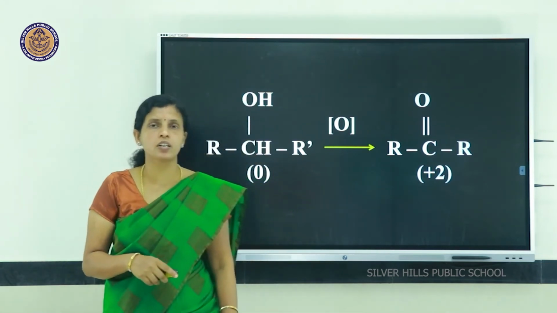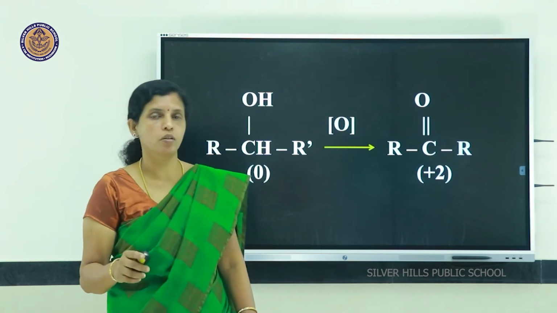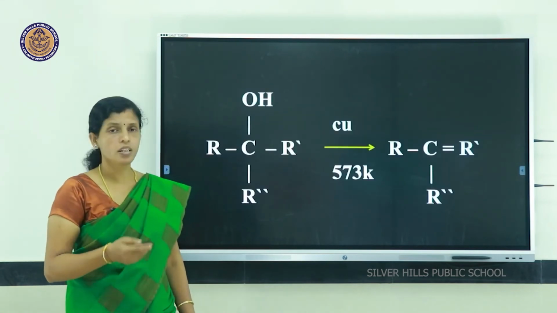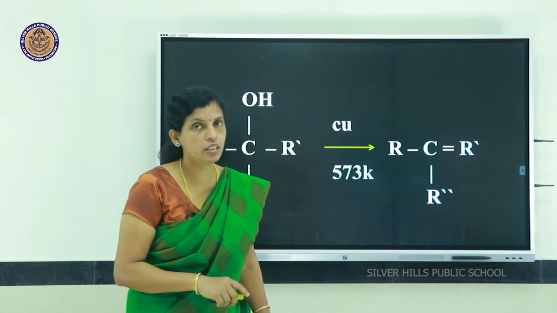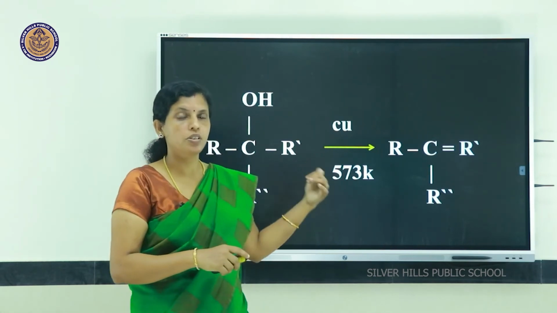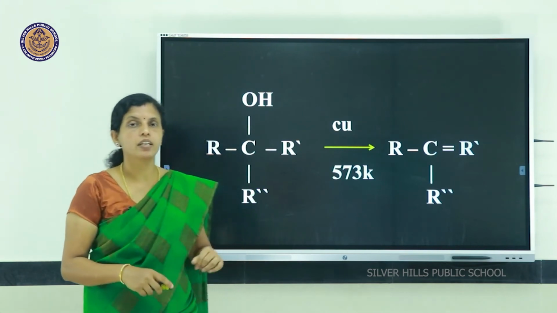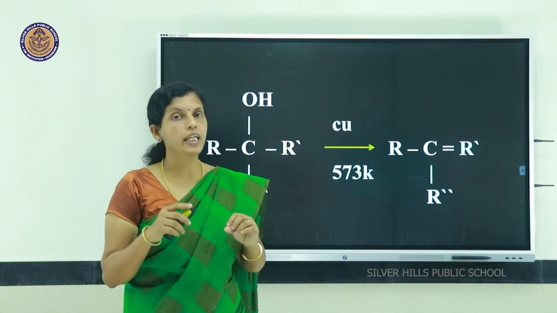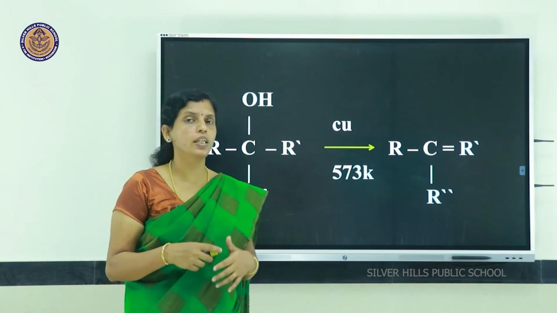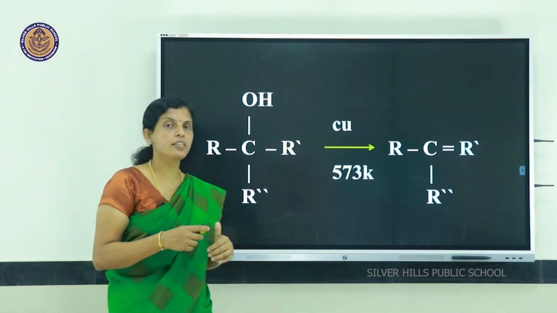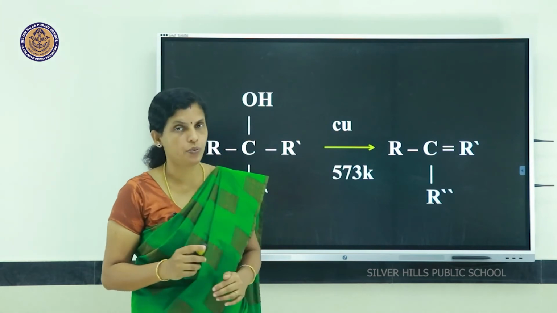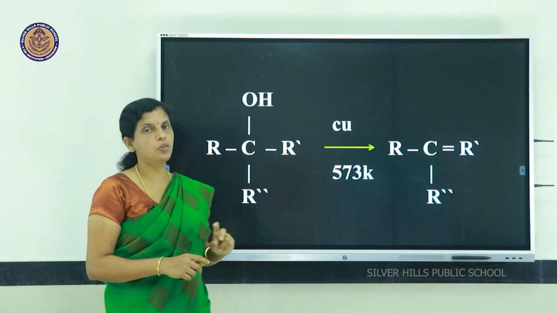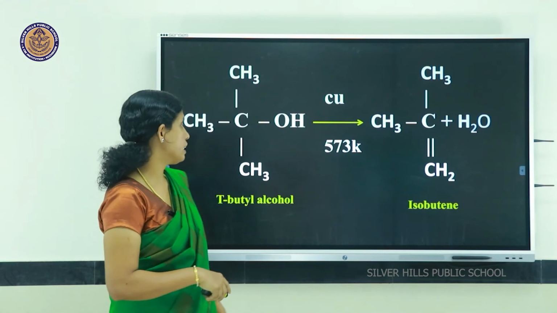But if you are using a tertiary alcohol, it will not get converted to a carbonyl compound. It will get converted to an alkene. The reason is that instead of dehydrogenation reaction, a tertiary alcohol on treating with copper at 573 Kelvin gives an alkene, because dehydration occurs. What is meant by dehydration reaction? Dehydration means the removal of a water molecule. So, a molecule of water gets removed from OH and H from an alkyl group, giving the corresponding alkene.